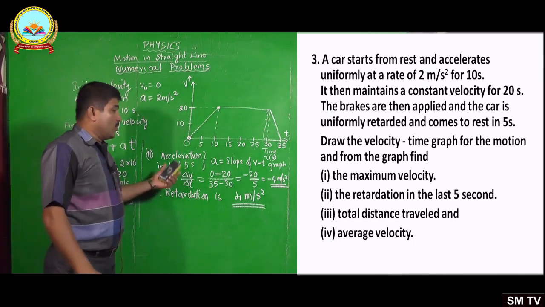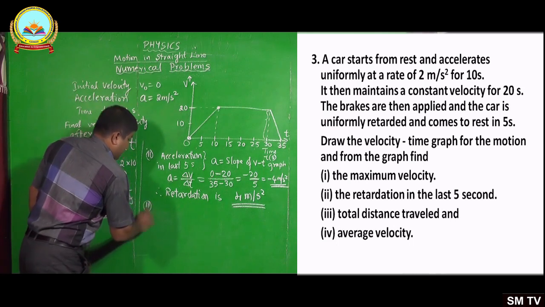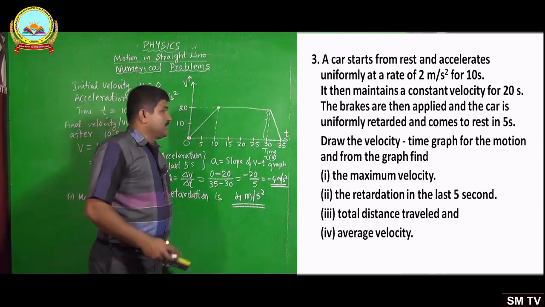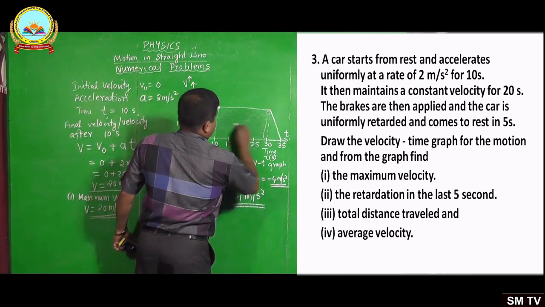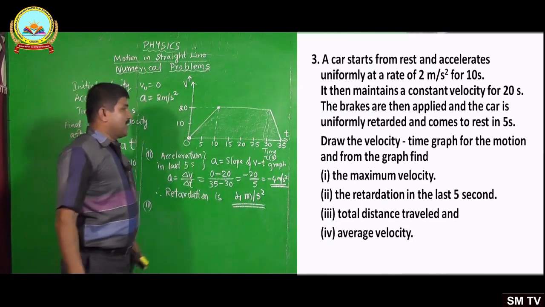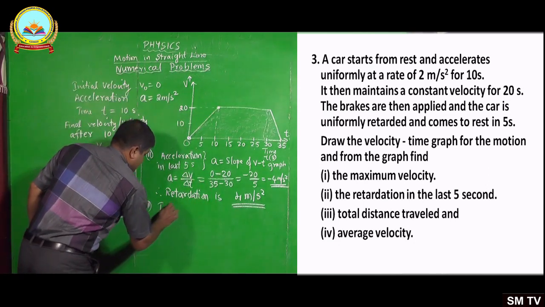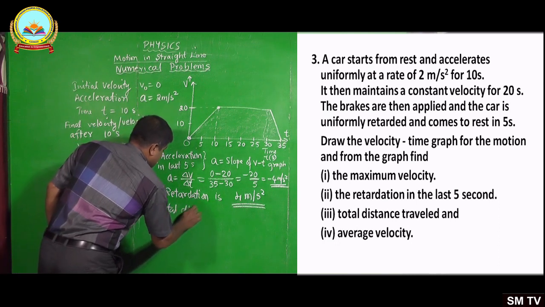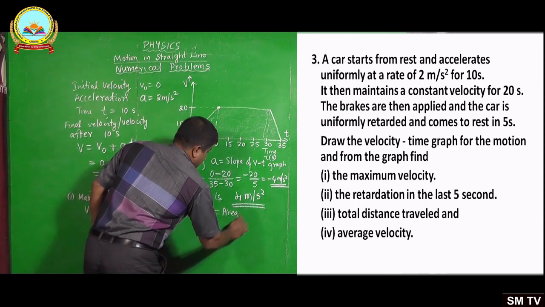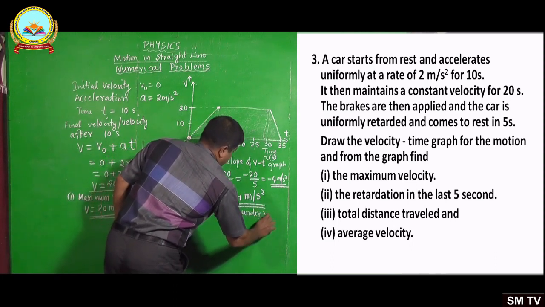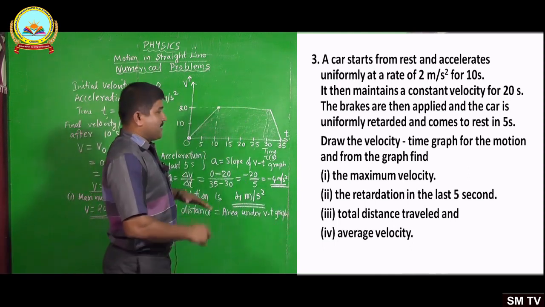Now we have to find out total distance from the VT graph. I have studied in the significance of VT graph that total distance is equal to the area under VT graph. Total distance travelled by the car is the area under VT graph. So total distance equals area under VT graph.